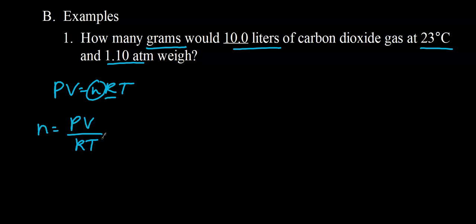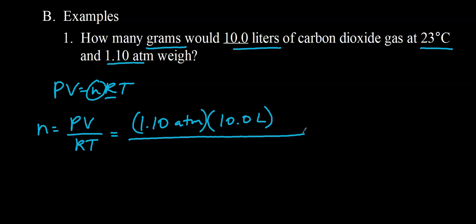I'm going to divide both sides of the equation by RT. So we get n equals PV over RT. And then once I determine the number of moles of the gas, I can use molar mass to find grams. So let's go ahead and do that. I'll guide you through this first one, then I'll have you do some on your own. All right, pressure is 1.10 atmospheres. So plug that in here up top. Volume, 10.0 liters.